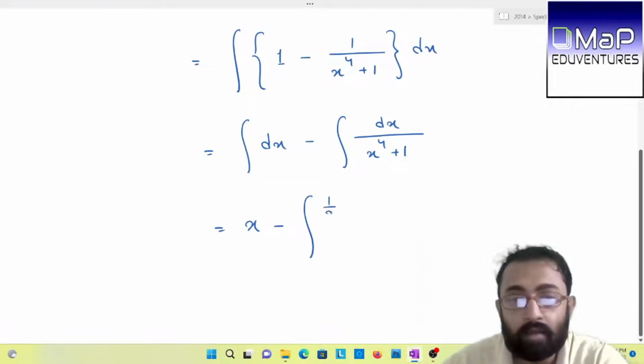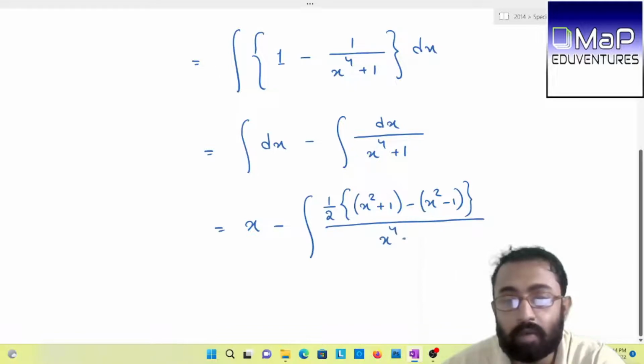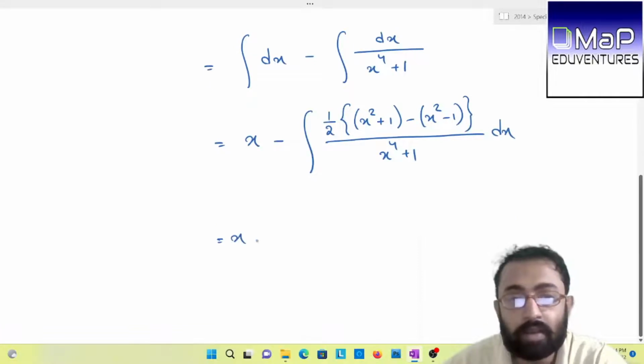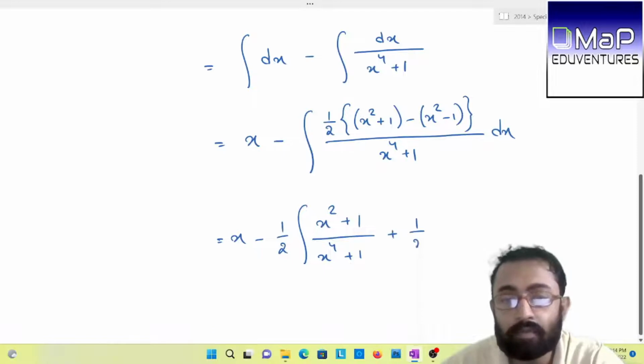Let me bring a half and then we will write x squared plus 1 minus x squared minus 1, divided by x to the power 4 plus 1, the denominator remaining unchanged. Now let us split the integration into two parts. So you will have half integration of x squared plus 1 divided by x to the power 4 plus 1, plus half integration of x squared minus 1 divided by x to the power 4 plus 1 dx.